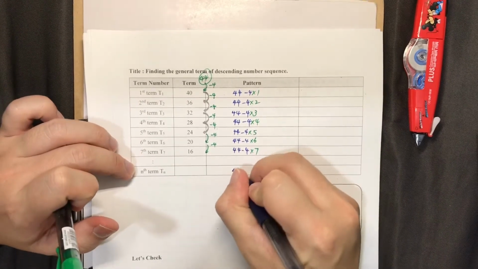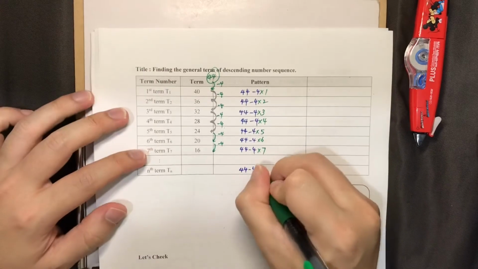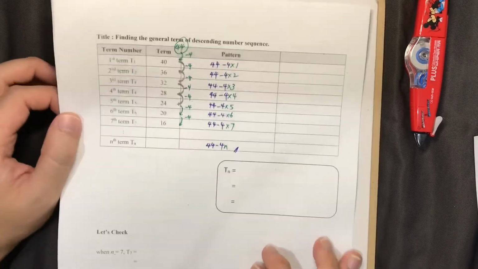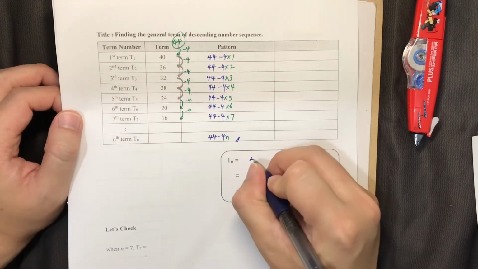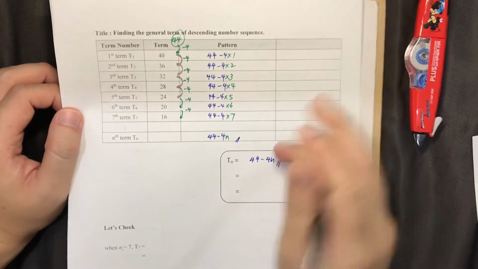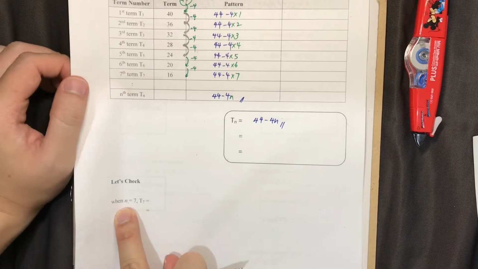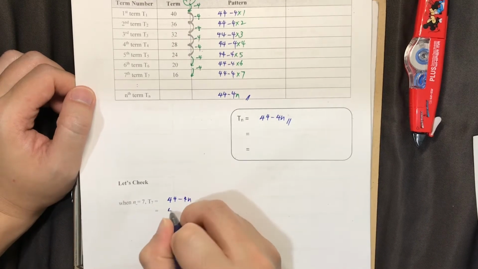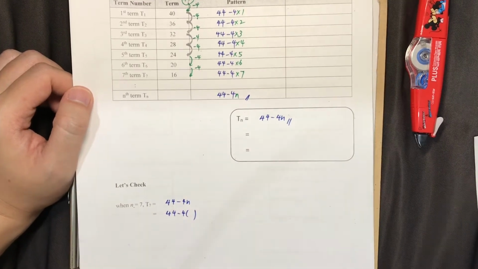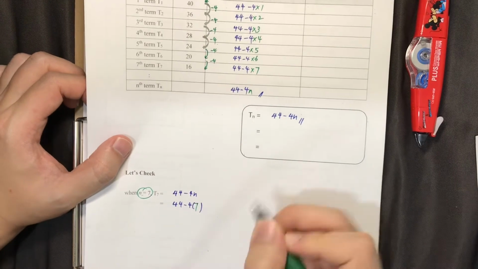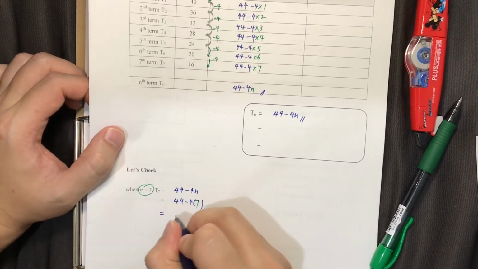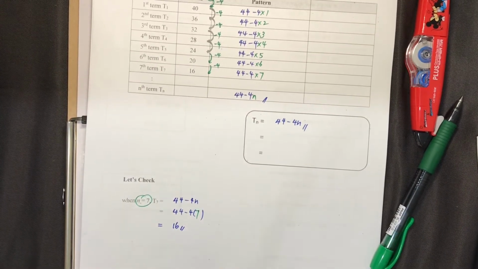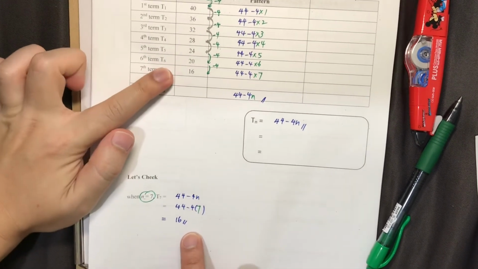So the nth term is the same thing, 44 minus 4 times n. This would be the final general term. Alright, we don't have to do expansion and so on, we just do this: 44 minus 4n. Let's check our answer when n is 7. The seventh term is 44 minus 4 times n, and here n is 7. If you press your calculator, you should be able to get 16. And lo and behold, 16 is your seventh term.